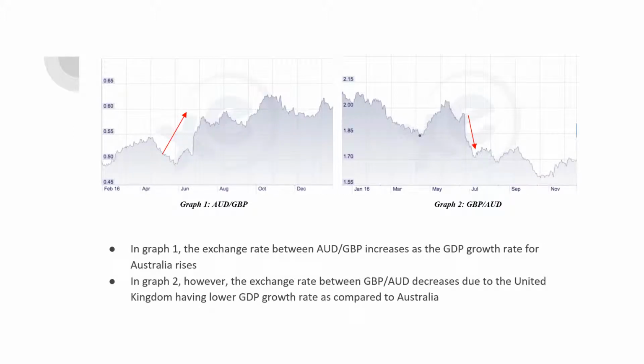From graph 1, it can be seen that the exchange rate between AUD to GBP increases as the GDP growth rate for Australia increases. However, in graph 2, the exchange rate between GBP to AUD decreases because the United Kingdom has a lower GDP growth rate as compared to Australia.